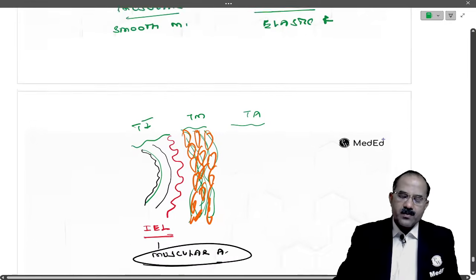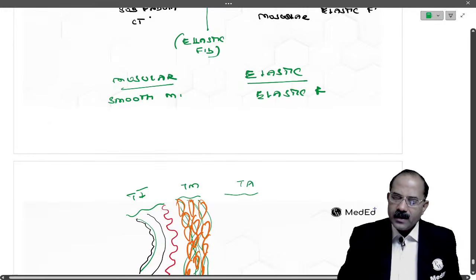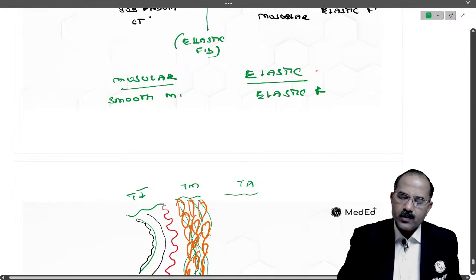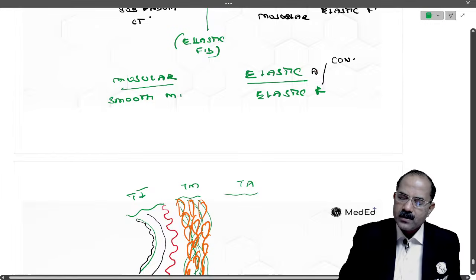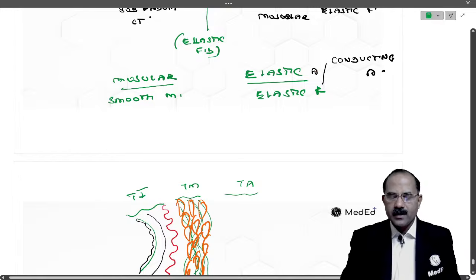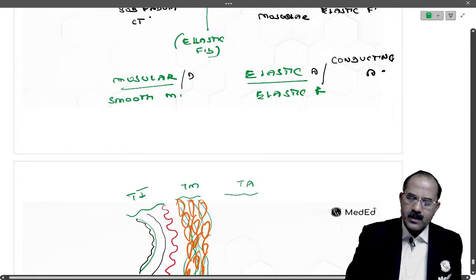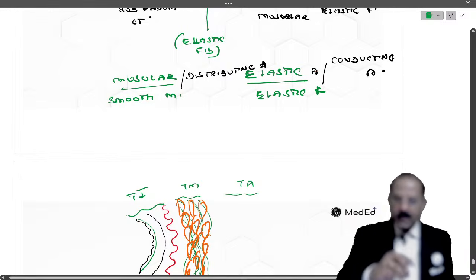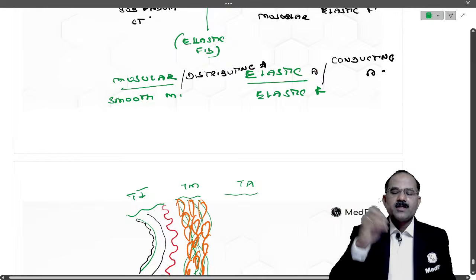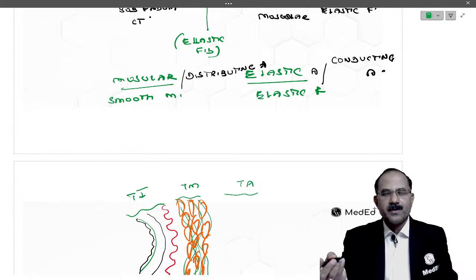And elastic artery is also known as what? Elastic artery is also known as conducting vessels. Elastic artery is known as conducting artery, whereas muscular artery is known as distributing artery. Just remember this: elastic artery is conducting artery and muscular artery is distributing artery.